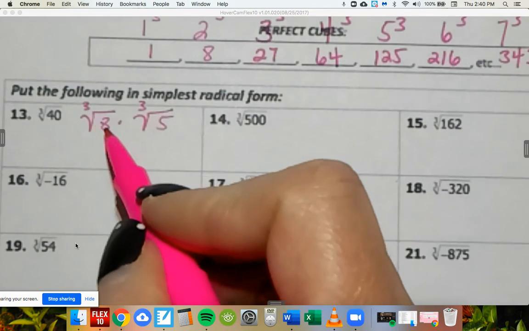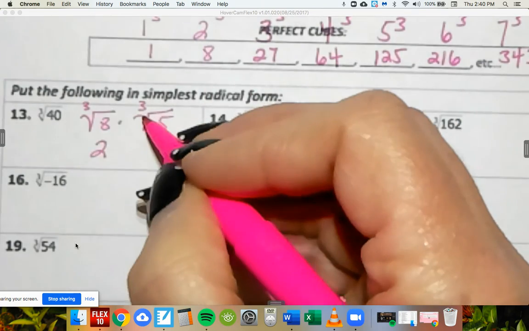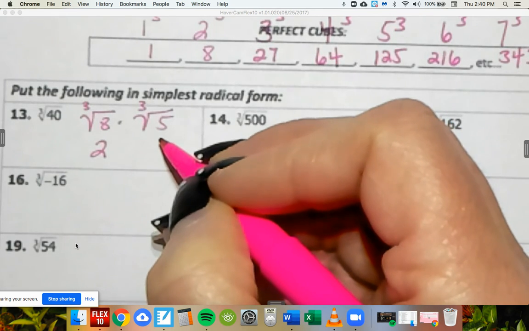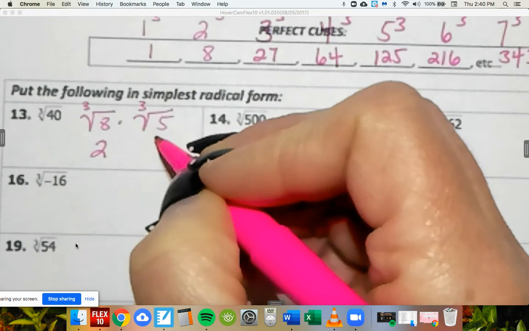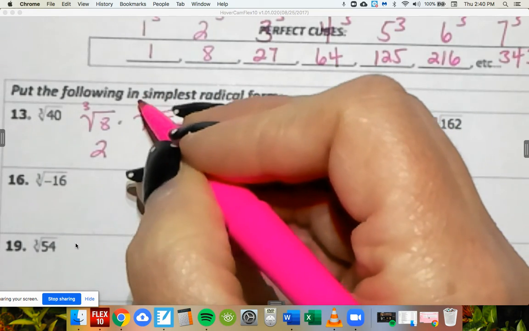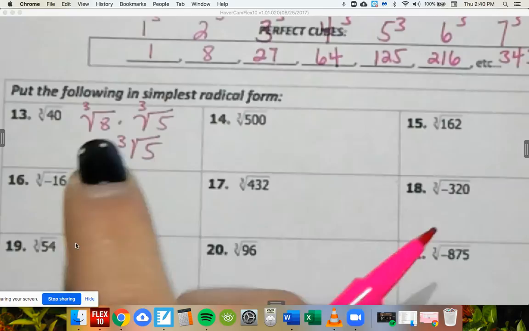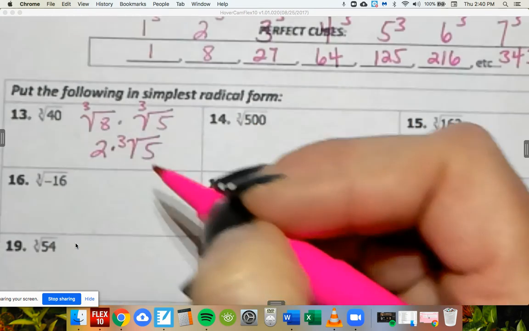Can you take the cube root of 8? Yes, you can, and it's 2. Can you take the cube root of 5? Not without it being some really yucky number in decimal. So because this one doesn't tidy up to be nice and clean, you can go ahead and leave it as the cube root of 5. So we would say 2 times the cube root of 5, or 2 cube roots of 5.